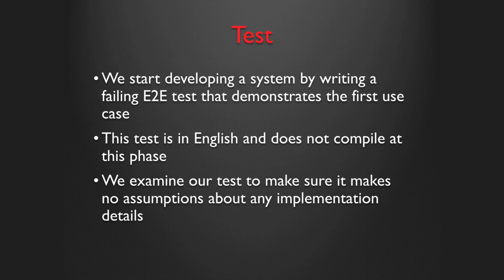So we pick the first use case. And I'm going to talk later about what that first use case is and how you pick it. But let's assume now that we have a first use case. And we write a failing end-to-end test for that use case. Now, this failing end-to-end test is going to be in English. It's going to talk about the problem domain, meaning, in the case of a library, it's going to talk about books and lending books. It's not going to mention databases. It's not going to mention HTTP. It's not going to mention Linux. It's only going to mention the semantics of our software.